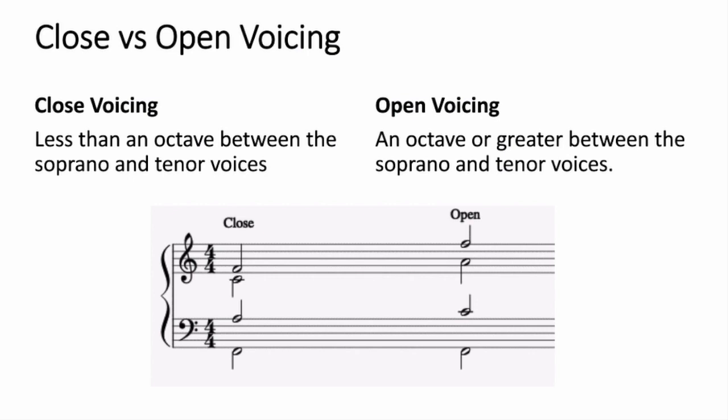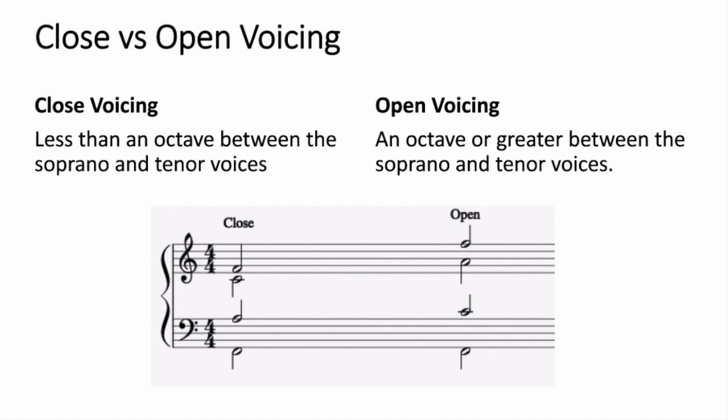Close voicing means that we have less than an octave between the soprano and tenor voices. Another way to think of this is to think of the distance between the soprano and the tenor. If you're less than an octave, you have what we call close voicing. This is shown in the first chord here. Our soprano, F4, and our tenor, A3, are within an octave of one another. So this triad is using a close or closed voicing.